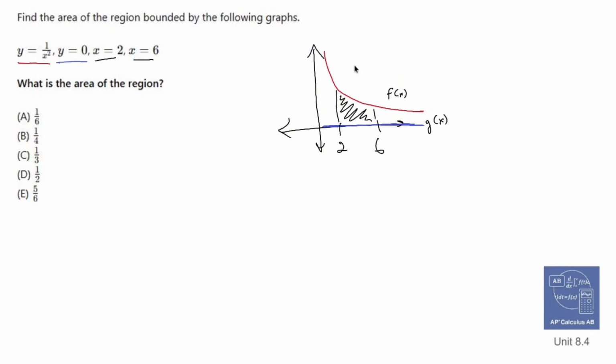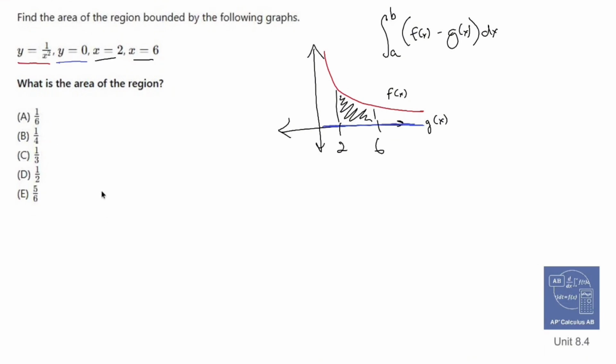If for some reason you do this and you get a negative area, you're not wrong. Just make it positive and you'll be just fine. All right, but the formula that we're going to use is the integral from whatever a to whatever b, so in our case 2 to 6, of f of x minus g of x dx. And this is us finding the area between the two curves.